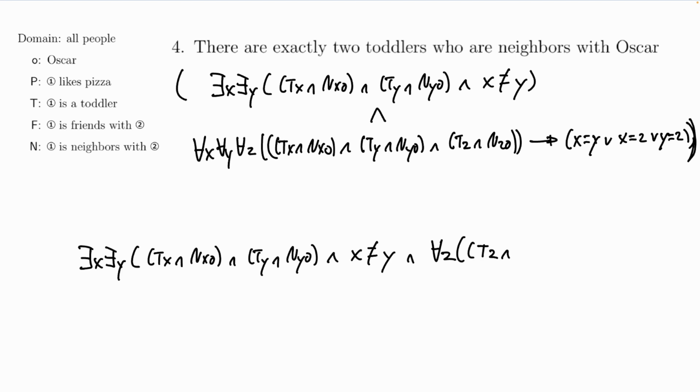If Z is a toddler and is neighbors with Oscar, then Z would either have to be X or Z would either have to be Y. And that ensures that these two individuals, X and Y, are the only toddlers who are neighbors with Oscar, because pick anything Z in the domain, if it meets that condition too, a toddler that's neighbors with Oscar, then it just has to be X or it has to be Y. So this is still a bit of an unwieldy formula, of course, but it's a more efficient way of saying there are exactly two than this up here.